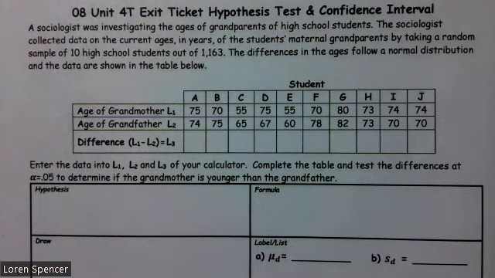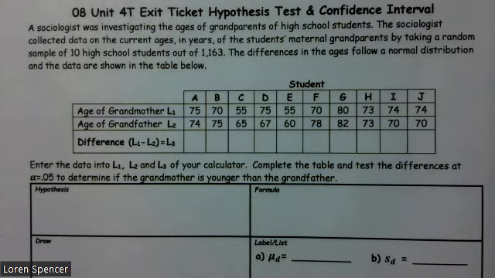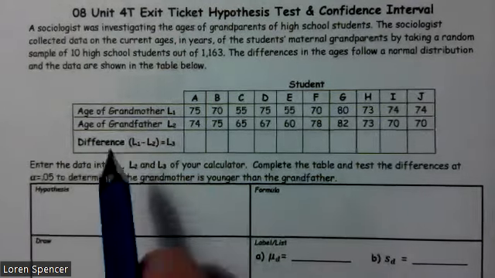We're going to do an exit ticket and briefly do the calculations for the hypothesis test and confidence interval for a paired data distribution. A sociologist was investigating the ages of grandparents of high school students. The sociologist collected data on the current ages of the students' maternal and paternal grandparents by taking a random sample of 10 high school students out of 1163.